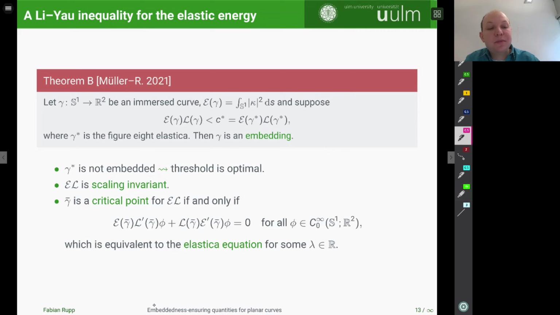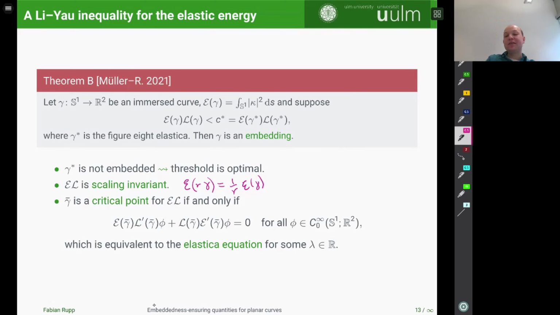Secondly, this is now a scaling invariant quantity, so the energy E times L is scaling invariant, whereas E itself was not. And this now easily follows, because from the definition one easily gets that the energy of R gamma is 1 over R times the energy of gamma, and the length of R gamma is exactly R times the length of gamma. So those two factors of R cancel out now, and this makes the quantity E times L scaling invariant, which is good because the property of being embedded is also invariant with respect to rescaling.